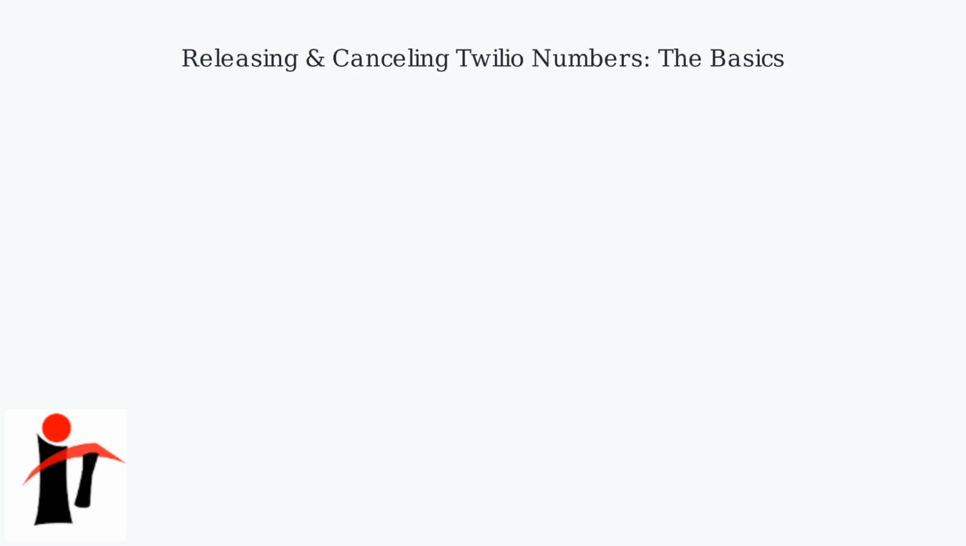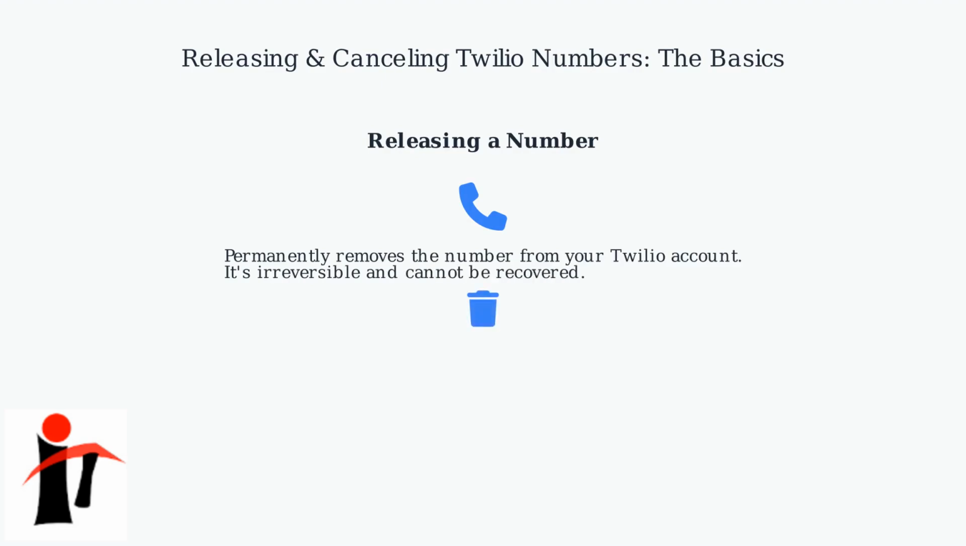Twilio virtual phone numbers can be released or canceled through your account. Let's explore the fundamental differences between these two actions and when each one is appropriate. Releasing a number permanently removes it from your Twilio account. This action is irreversible. Once released, the number cannot be recovered or reused.